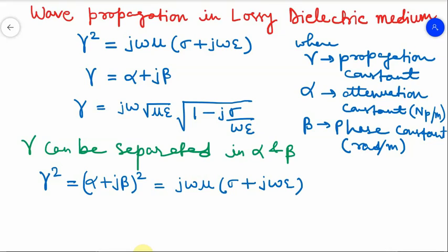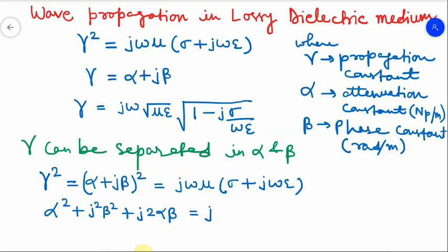Now if we use one identity, alpha plus j beta whole square, what will it be? The simple identity a plus b whole square equals a square plus b square plus 2ab, which we already know. So in place of alpha plus j beta whole square, we can write alpha square plus j square beta square plus j into 2 alpha beta. Here also we will multiply and separate the real and imaginary terms.